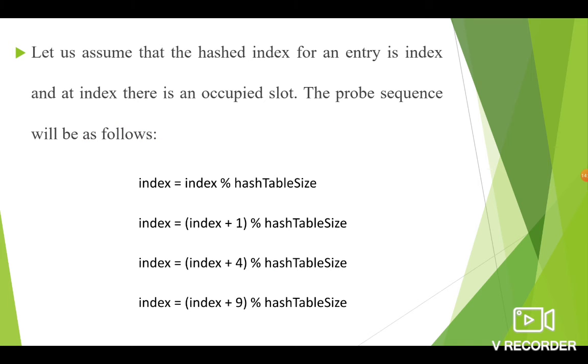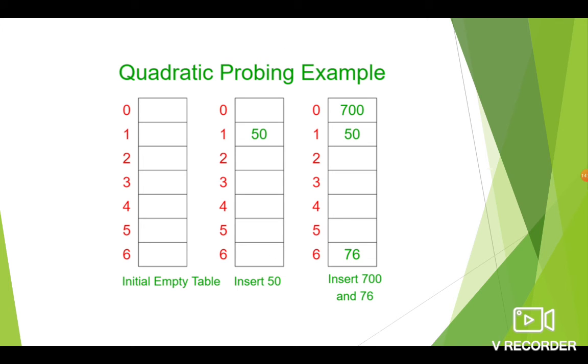Index equals index modulus hash table size. If it is full, then you have to go with index plus 1 modulus hash table size. If that is also full, then you have to go for index plus 4 modulus hash table size. Okay, so we will see it with one example.